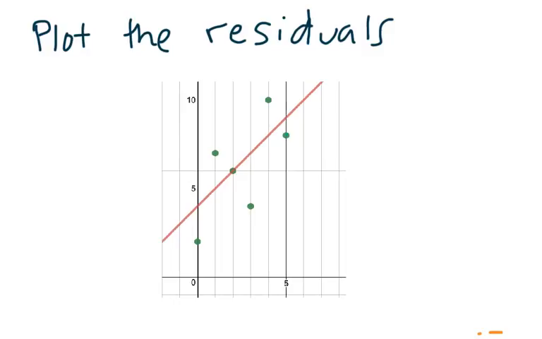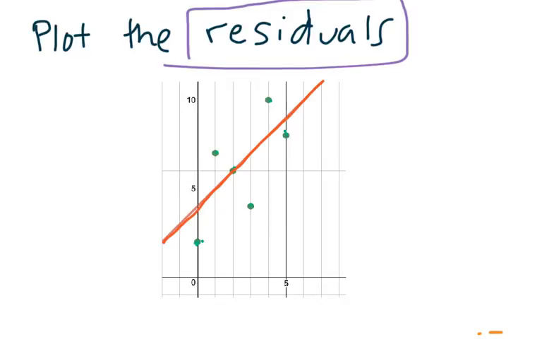So I have here a scatter plot. All of these green points represent one point on my scatter plot. And then I have a line of best fit, which is this red line here. In order to figure out whether or not this is a good line of best fit, we're going to calculate and plot the residuals. So the residuals just basically tell us how far off each of the scatter plot points are from the line of best fit.